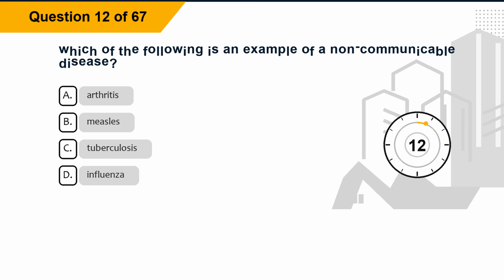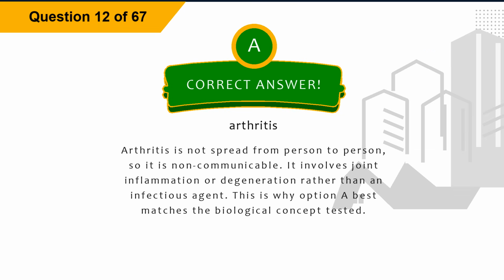Question 12. Which of the following is an example of a non-communicable disease? Option A, arthritis. Option B, measles. Option C, tuberculosis. Option D, influenza. The correct answer is option A, arthritis.